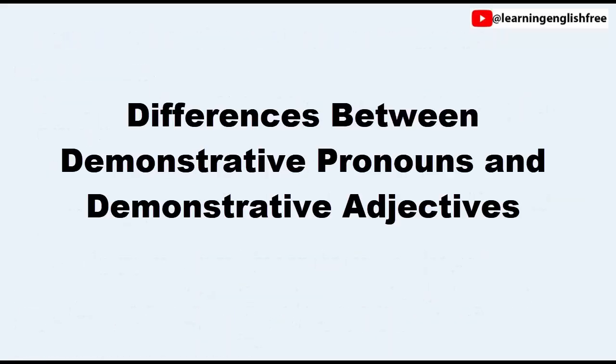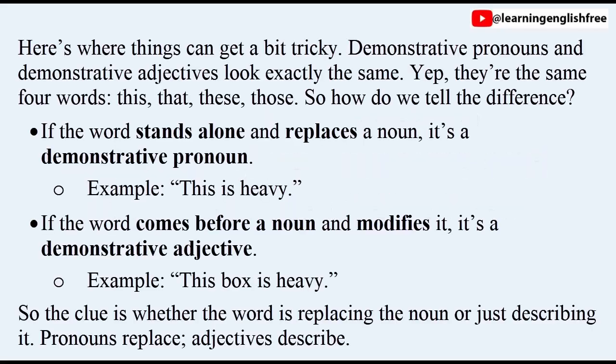Differences between demonstrative pronouns and demonstrative adjectives. Here's where things can get a bit tricky. Demonstrative pronouns and demonstrative adjectives look exactly the same. Yep, they're the same words: this, that, these, those. So how do we tell the difference? If the word stands alone and replaces a noun, it's a demonstrative pronoun. Example, "This is heavy." If the word comes before a noun and modifies it, it's a demonstrative adjective. Example, "This box is heavy."